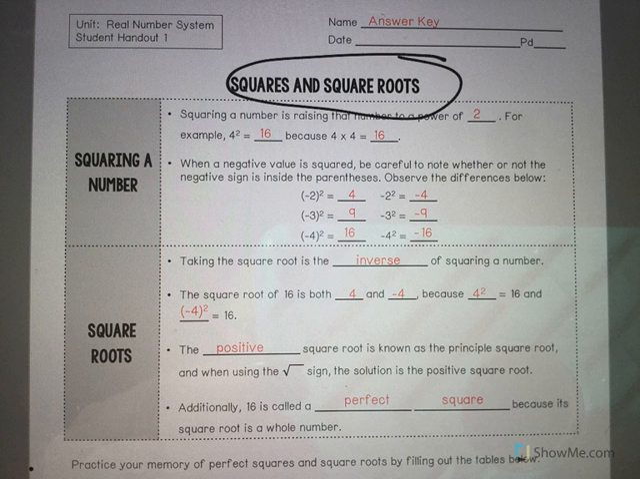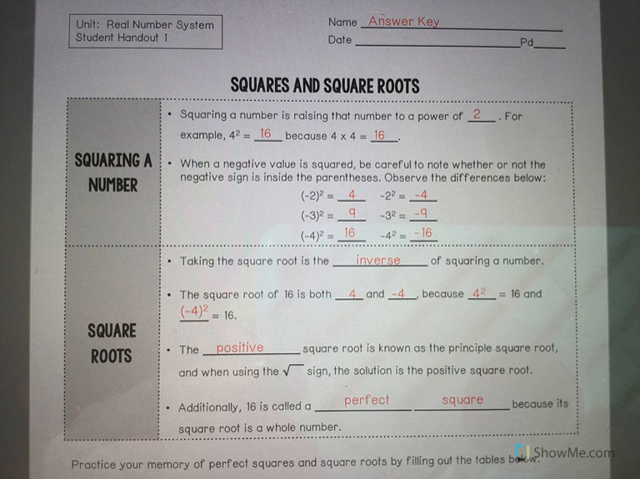Now, a lot of times you guys already know this because we have definitely done this before. Okay, so let's take a look at this, and even if you don't have this packet, it's always a good idea to just kind of write things down because your brain thinks better when you write notes.